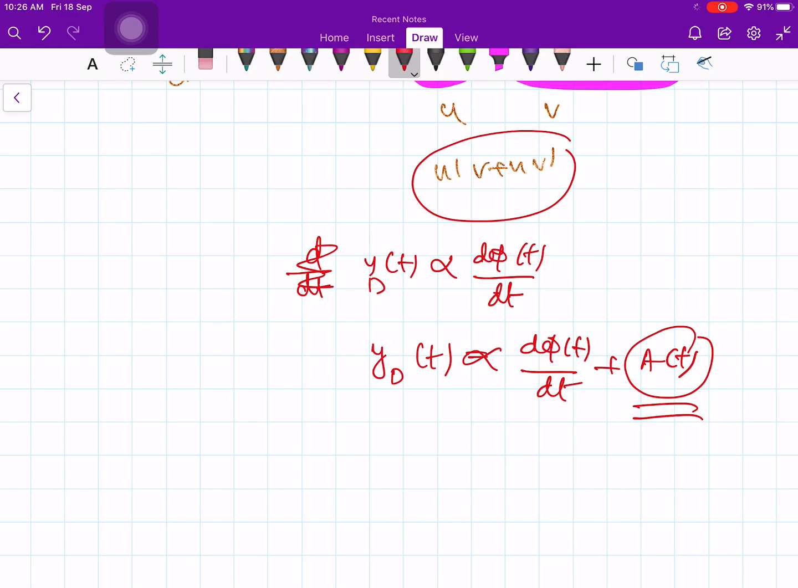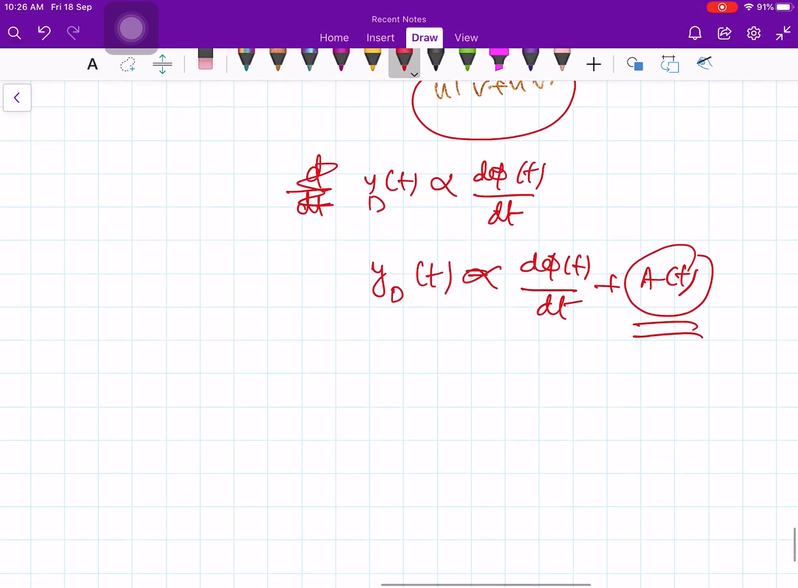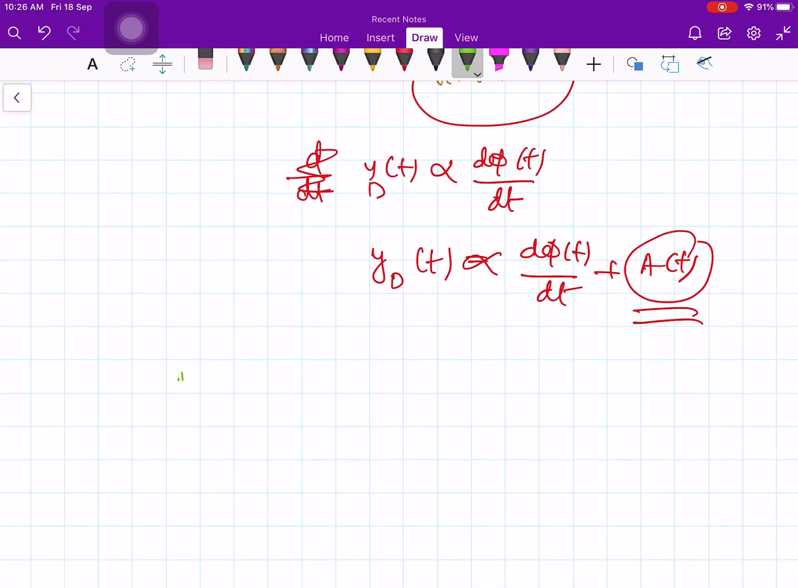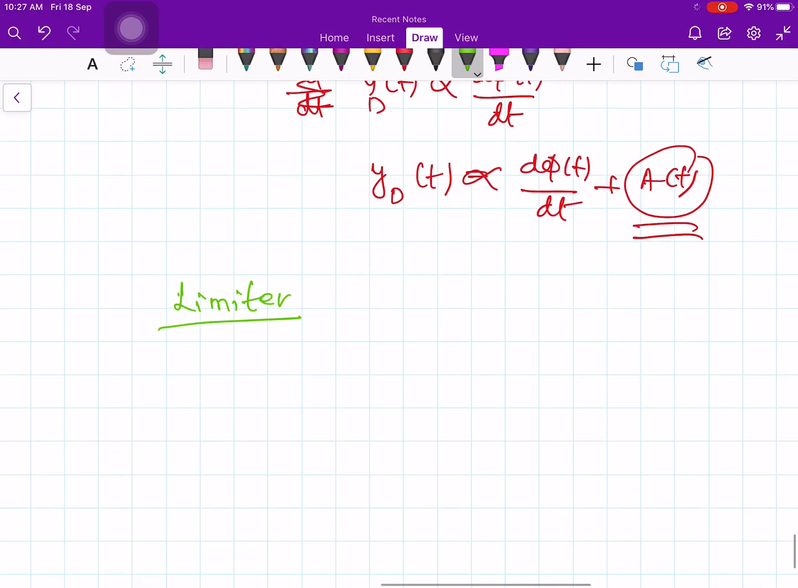This requirement can be met by a device called a limiter. So how can we remove this? There is a device called a limiter. More precisely, it is called a band pass limiter. Now let us see how the band pass limiter looks.